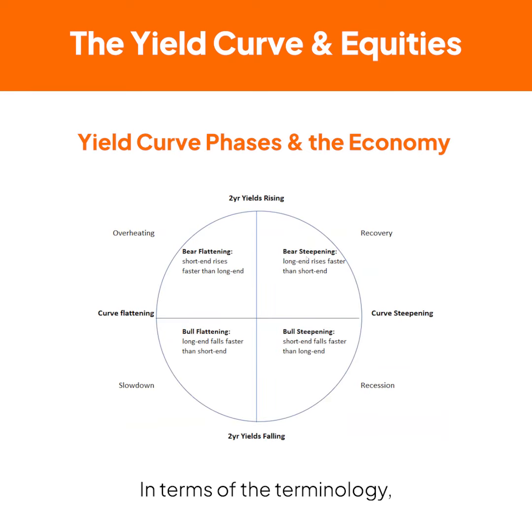In terms of the terminology, markets typically refer to 4 phases. Let's start with bear steepening. When we are exiting a recession and we can see signs of a recovery, the long end will rise while policy rates remain low. This is long end led steepening.